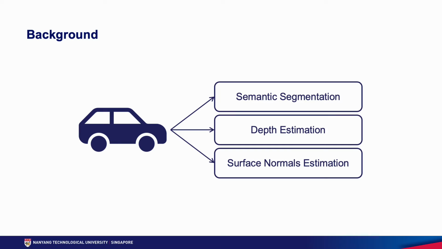To do so, the vehicle needs to be able to make sense of its environment. It does this by doing tasks such as semantic segmentation, where it tries to give context to its environment. It needs to do depth estimation, estimating how far away objects are from the vehicle. And you also need to estimate the surface normals, where you estimate the angle of the normals of the objects around it. To do so, you would make use of computer vision techniques.